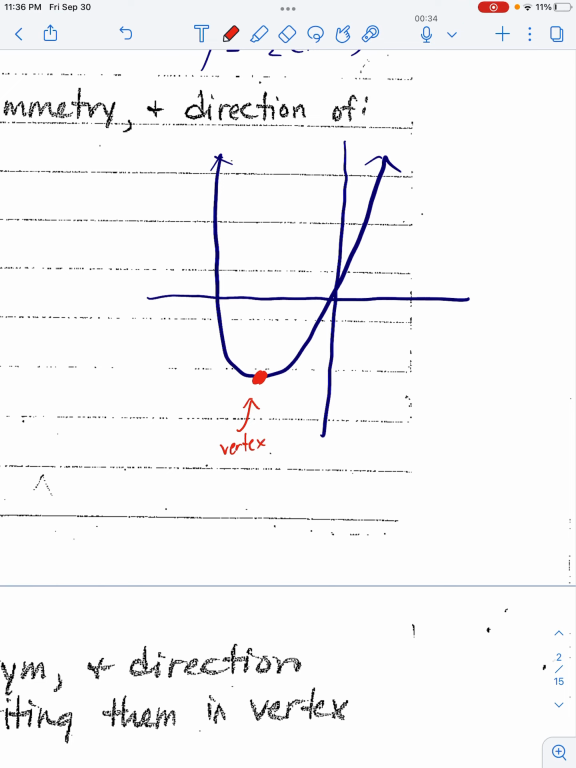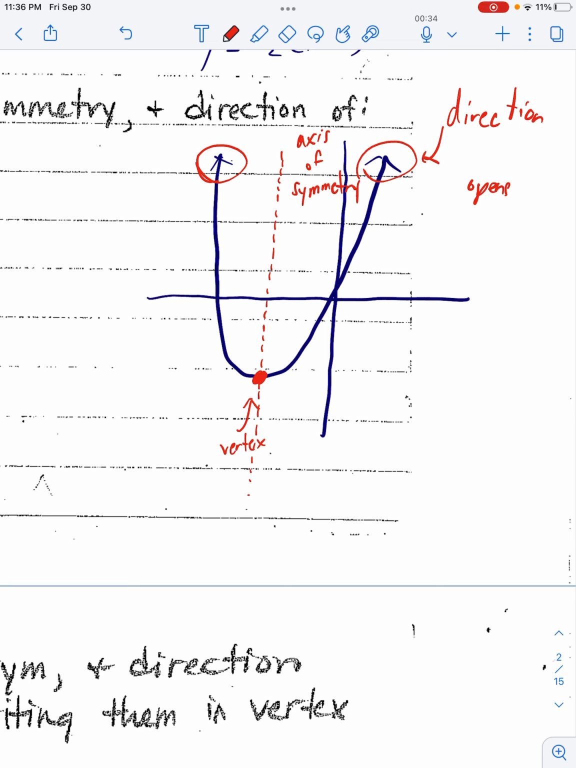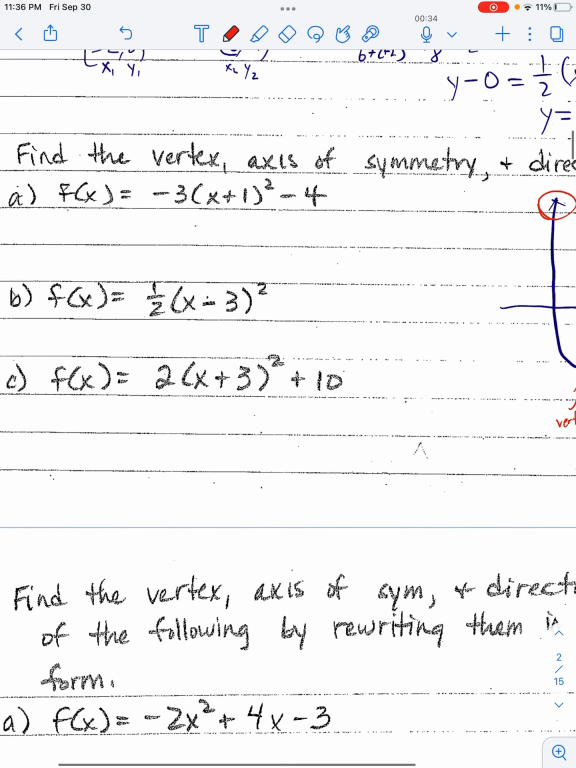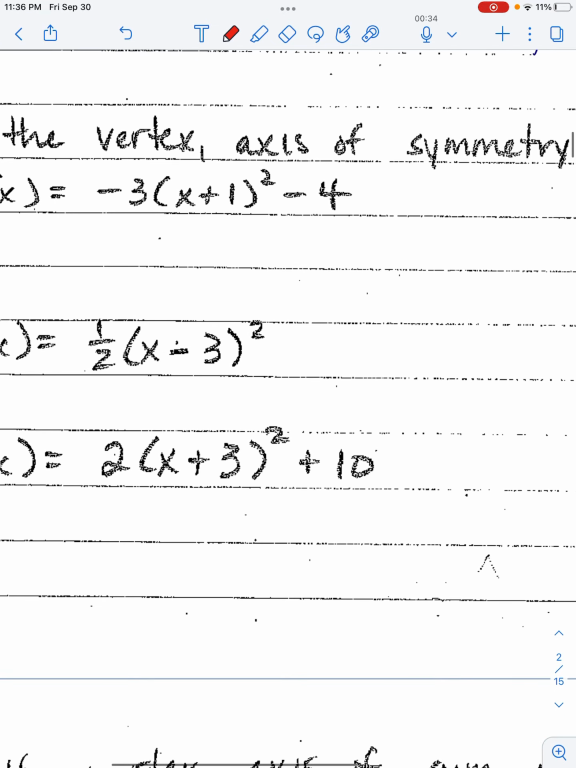The axis of symmetry is the vertical line that passes through my vertex. The parabola has symmetry across that line, which is what I'm guessing is why it's called the axis of symmetry. And the direction refers to whether these arrows point up or down, okay? So this indicates my direction. So this one would be opening up. It opens up, okay? So that's just a little background. Let's look at this one. How do we tell? Here's how we do this.